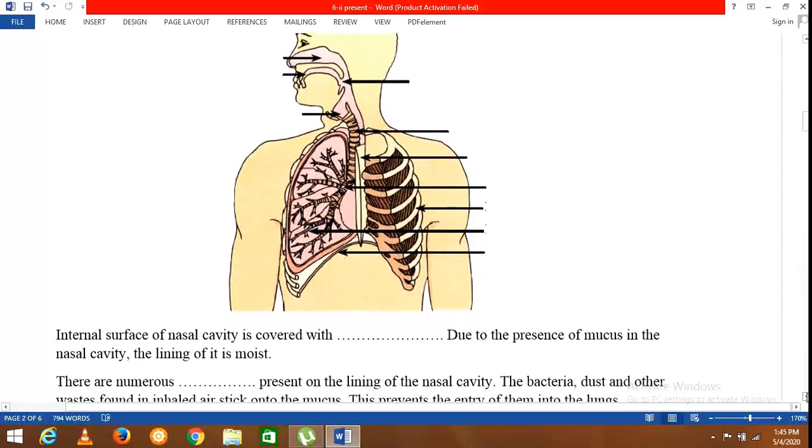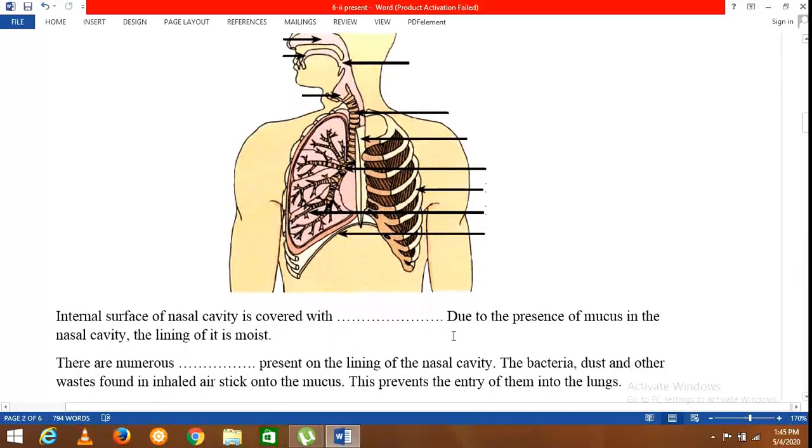So first we'll consider the nasal cavity. The internal surface of the nasal cavity is covered with mucus. Mucus is secreted, and therefore the lining of the nasal cavity is moist or wet, and there are hairs on the lining of the nasal cavity that are important to trap the dust particles and other strange particles which enter the nasal cavity. Then there are numerous cilia present on the lining of the nasal cavity.